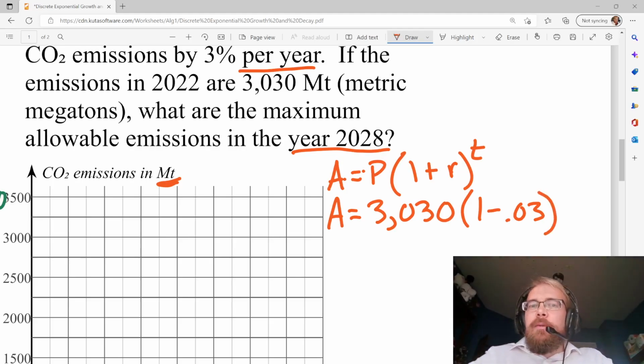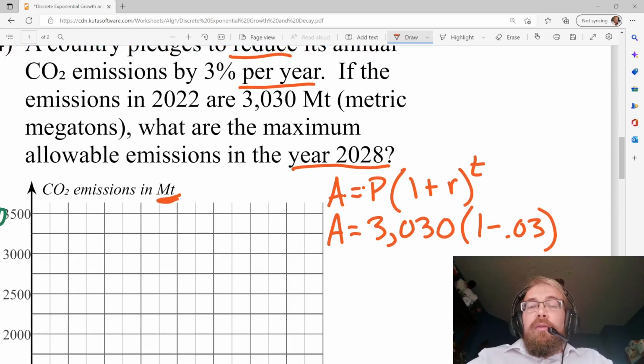Okay, so time is not 2028. It hasn't been 2028 years since this country started doing their emissions. Be really careful, right? Don't just blindly plug in numbers that you see. 2028 does not make sense to plug in for T. It has not been 2028 years since this country made that pledge. Reducing by 3% per year for 2,000 years, you'd basically be at zero net emissions by then, because that's a lot of years. So that's not what's happening, right? So we want to figure out how many years it's been.